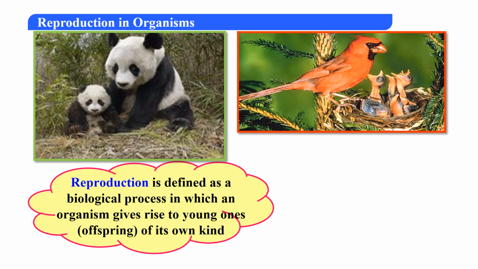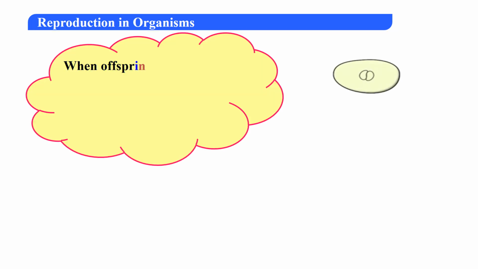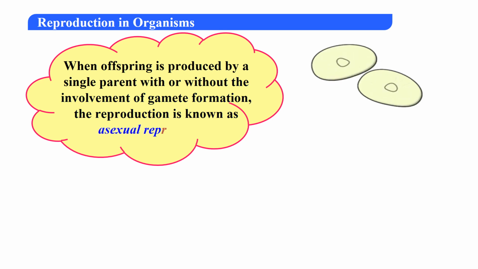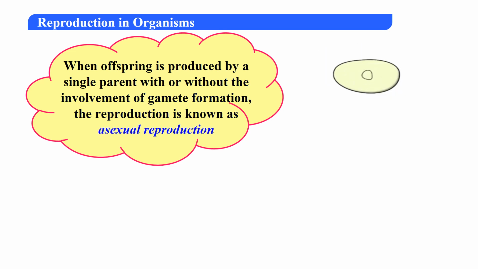Reproduction is defined as a biological process in which an organism gives rise to young ones, offspring of its own kind. When offspring is produced by a single parent with or without the involvement of gamete formation, the reproduction is known as asexual reproduction.